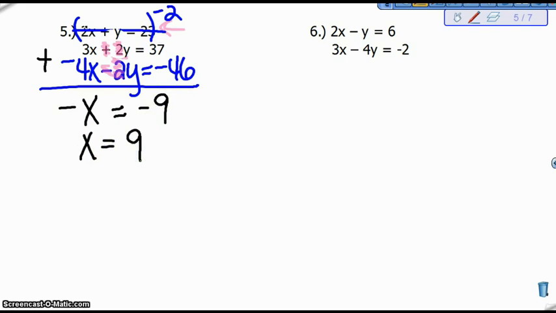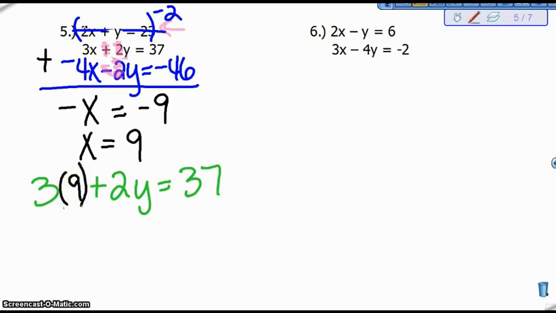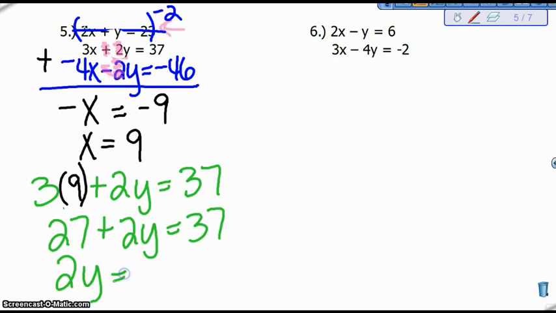So now what I'm going to do is take one of my two original equations, and I'm always going to deal with the one where the variable is positive. So I'm going to take 3x plus 2y equals 37. And instead of that x, I'm going to replace it with the 9 that I just solved for. And my equation now becomes 27 plus 2y is equal to 37. If I subtract 27 from both sides, I get 2y is equal to 10, which means y is equal to 5.